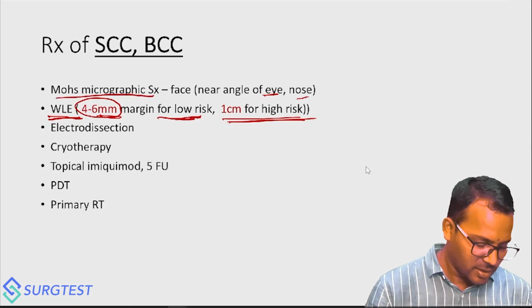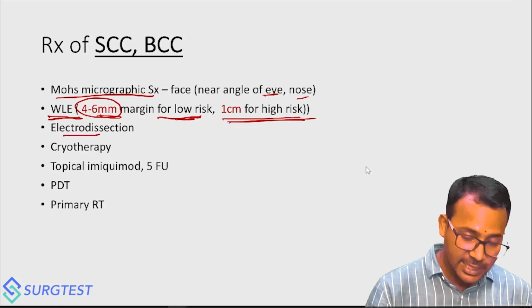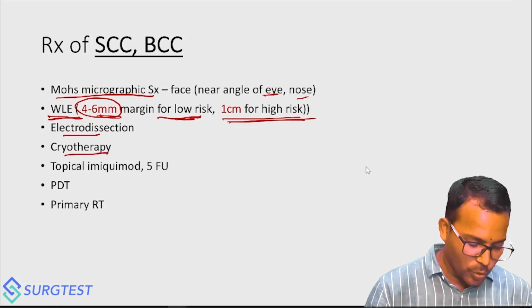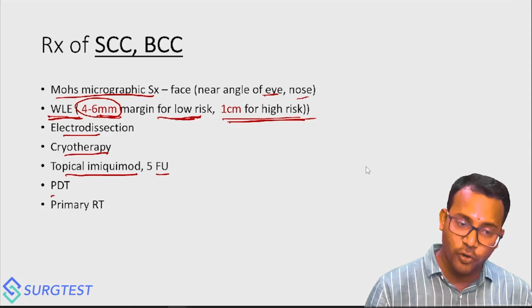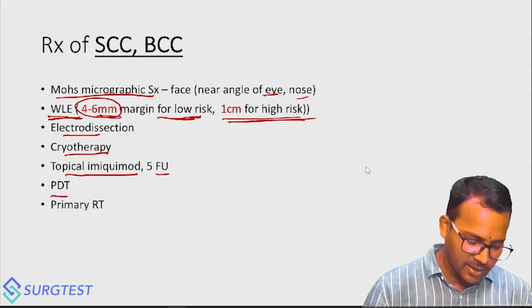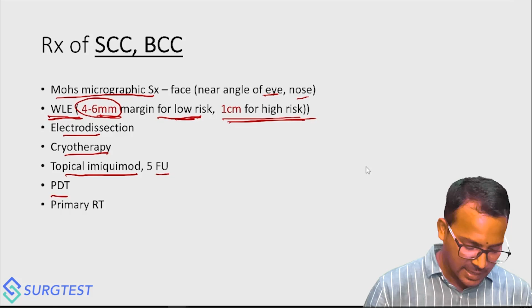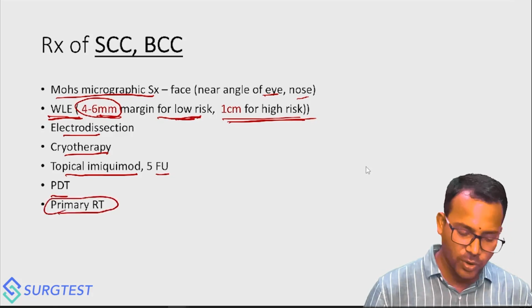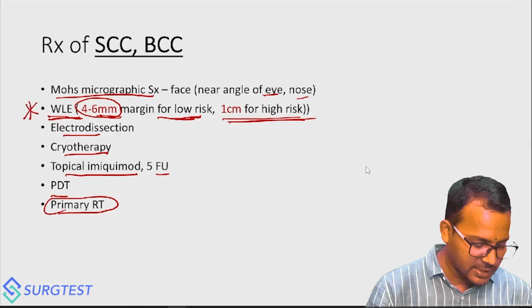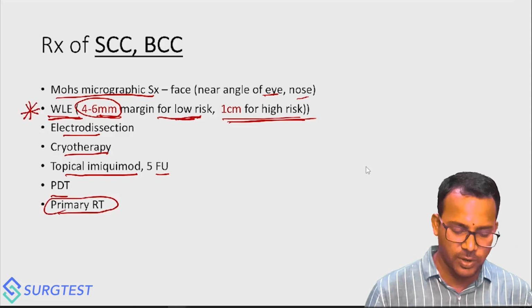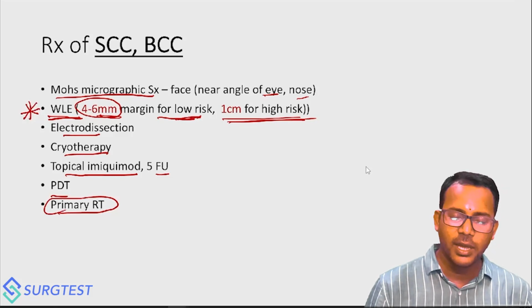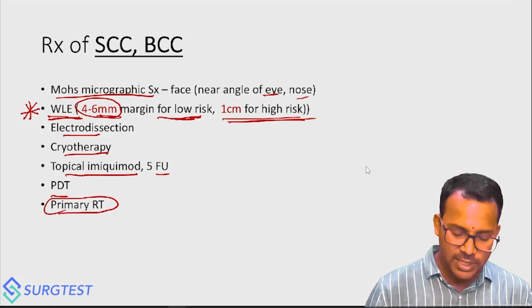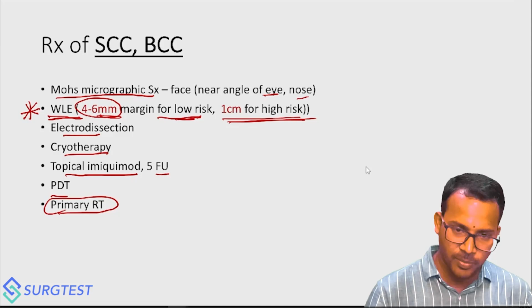You can also try electrodissection, cryotherapy. You have topical imiquimod or 5FU. You have photodynamic therapy, and sometimes a few centers treat the patient with primary radiotherapy as well. However, wide local excision is the most important treatment modality. If there are lymph nodes, you go with the therapeutic lymph node dissection of the nodal basin.